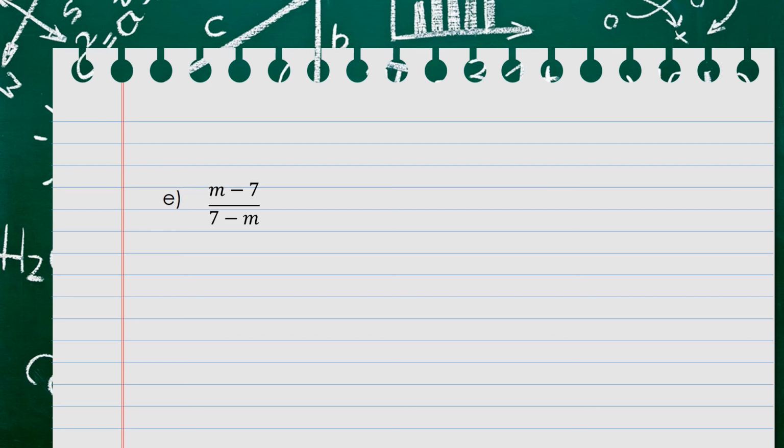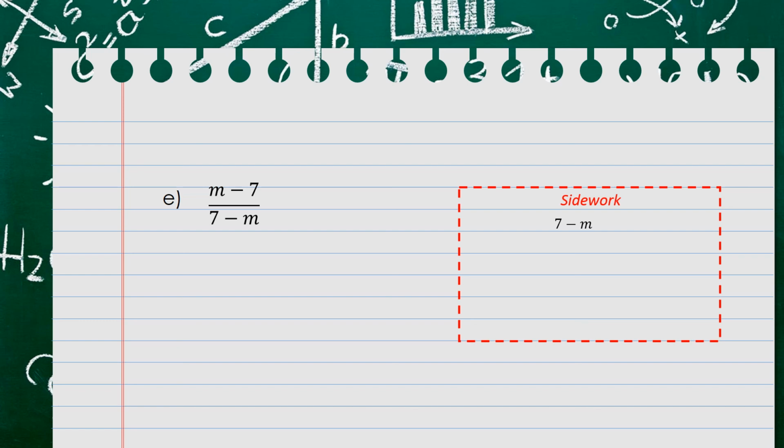Example E, m minus 7 all over 7 minus m. Now, this one may look a little different. Notice in the top we have an m and a 7, and in the bottom we also have an m and a 7, but one of them may look a little odd. Which one looks a little odd, the numerator or the denominator? And you're probably thinking the denominator. 7 minus m is not the order we normally write this. We're conditioned to see the variable first.